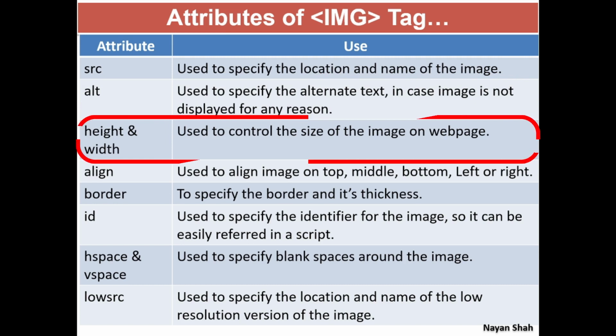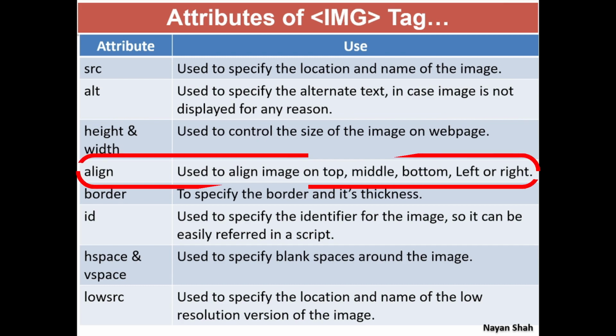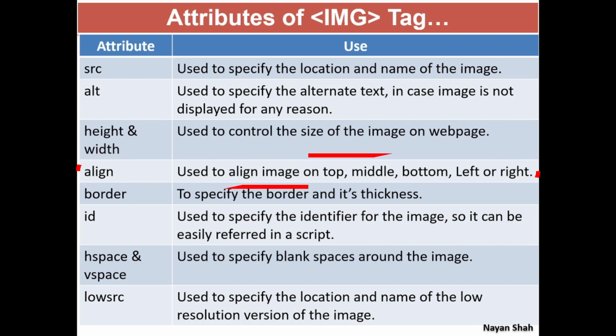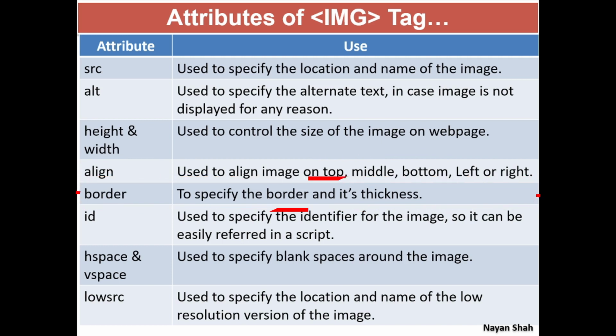Height and width, you can understand, are used to control the size of the image on the web page. Using the align attribute, we can align the image in 5 different alignments. We can align it at the top, middle, bottom, left or right. Remember, to align an image in the center, we don't have center as the value, rather we have middle. Border is used to give a border to the image.